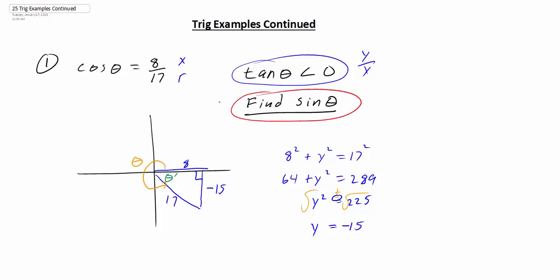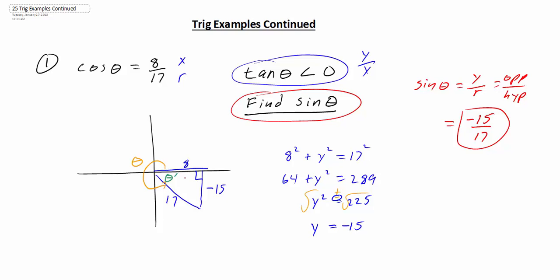And we want to find what is the sine of theta. Well, remember, sine of theta is equal to y over r, or again, if you prefer, you could think of this as opposite over hypotenuse. So either case down here, that would be a negative 15 over 17. And of course, this was only asking for the sine function. We could find all of the other trig functions just based off of this particular right triangle.